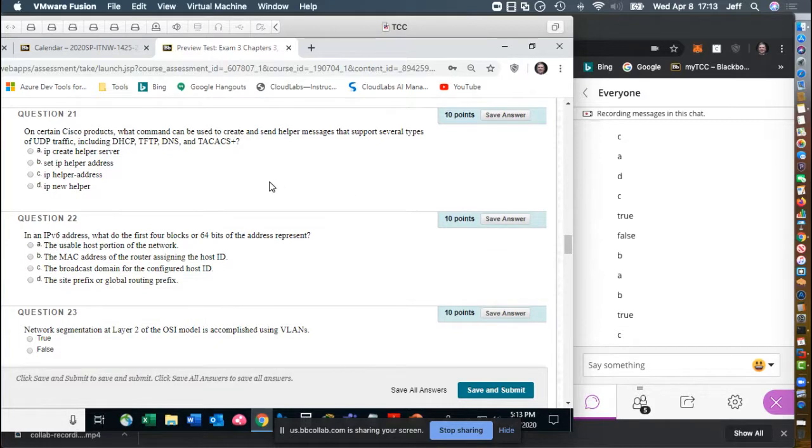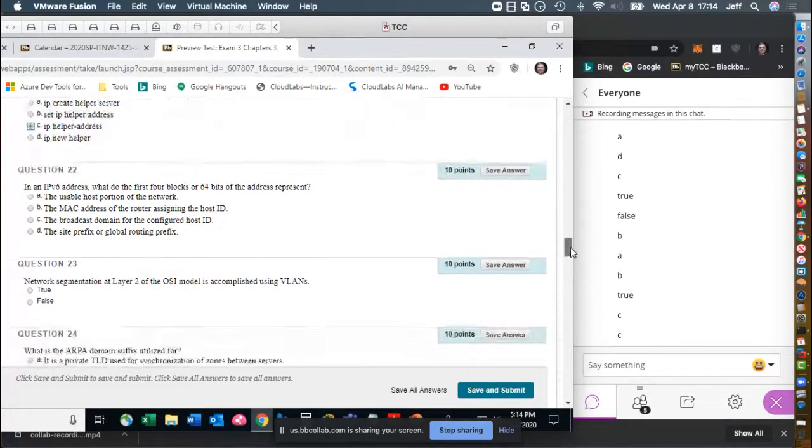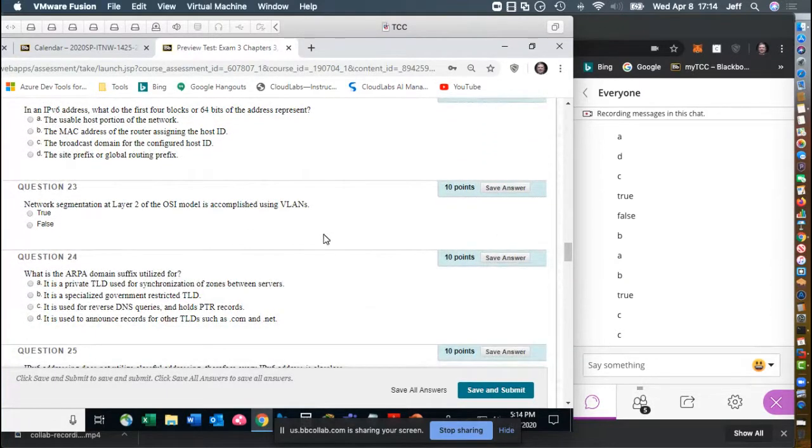All right. On certain Cisco products, what command can be used to create and send helper messages that support several types of UDP traffic, including DHCP, TFTP, DNS, and TACACS+? C, yes. In an IPv6 address, what do the first 4 blocks or 64 bits of the address represent? D, right? The site prefix or global routing prefix is the first 4 blocks or 64 bits of an IPv6 address. All right.